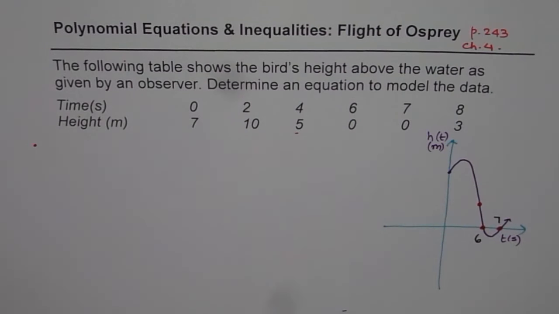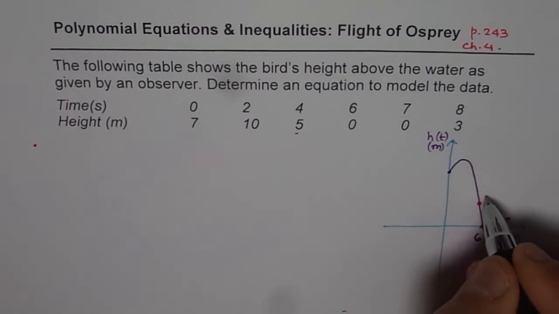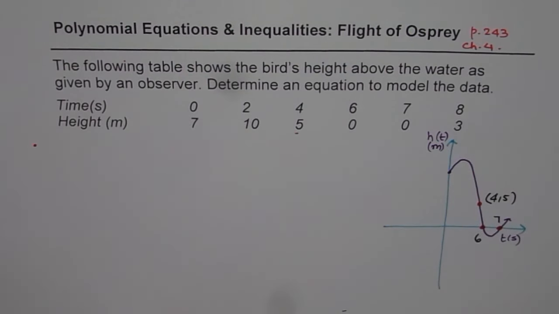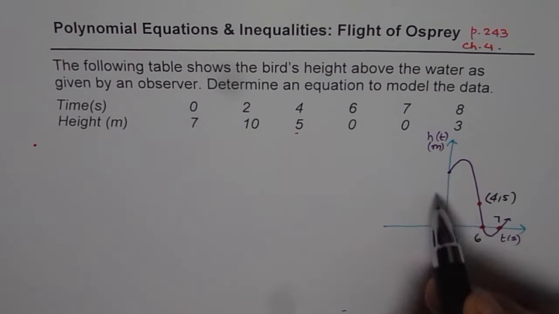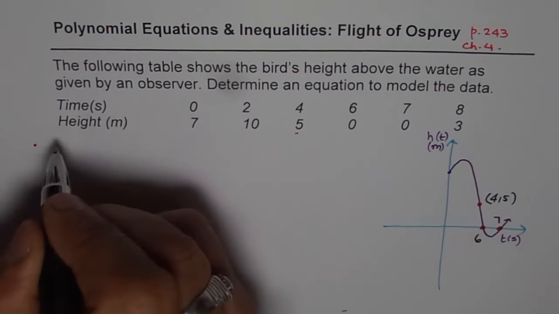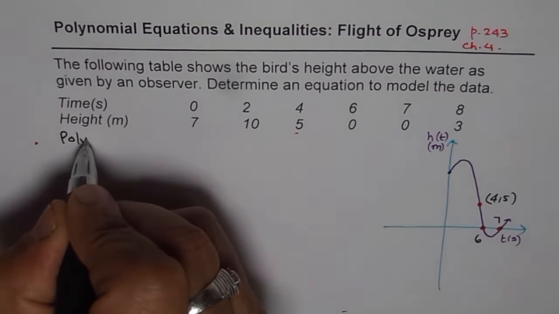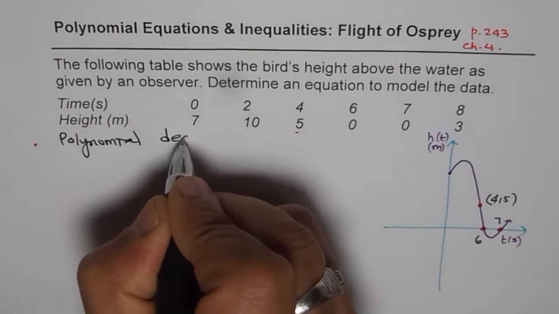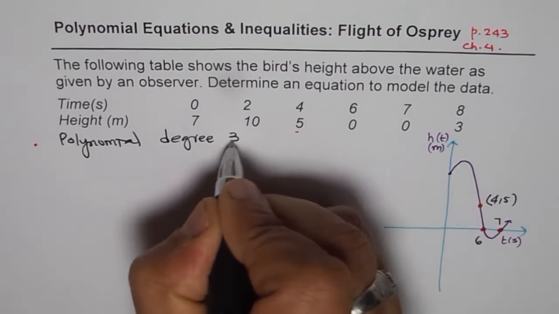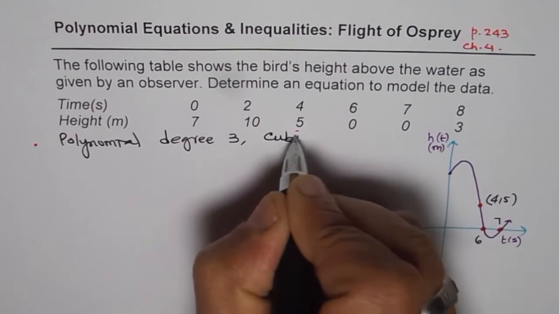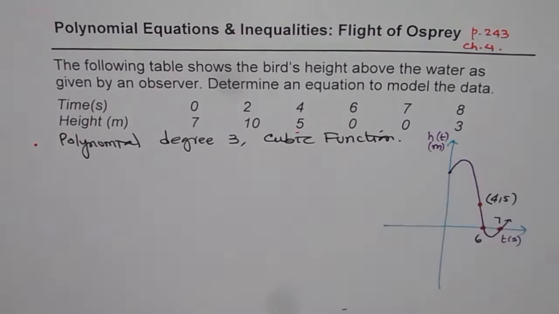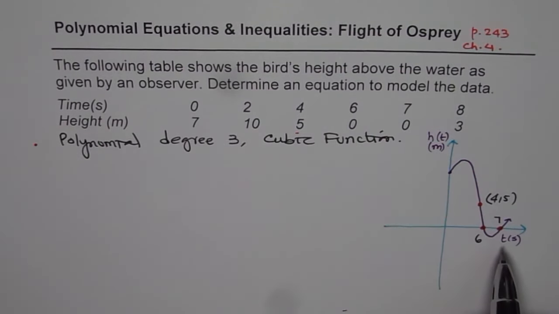Okay, so we'll use these 3 points. This point for us is 4 and 5, and we have two zeros. Now, taking these 3 points, what we are assuming here is a polynomial of degree 3, that is a cubic function, to start with, right? So we are modeling this situation with a cubic function.